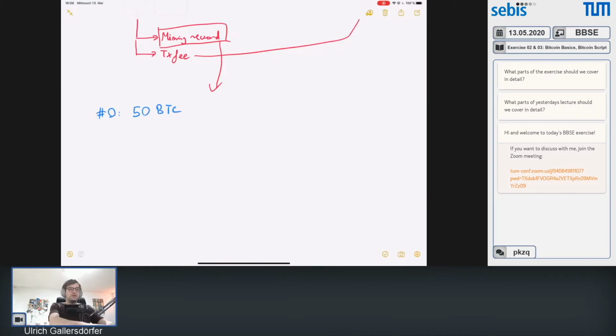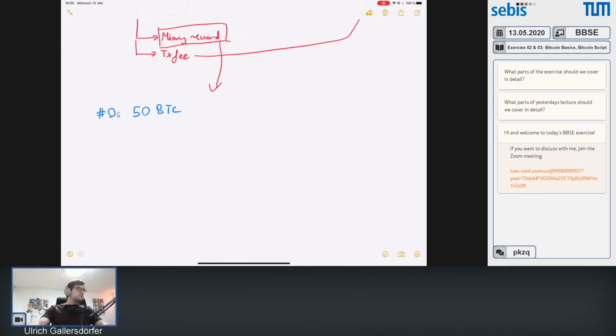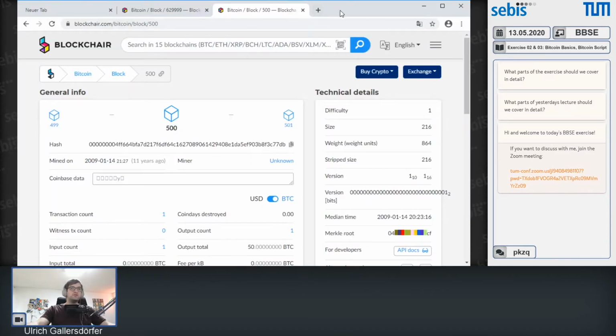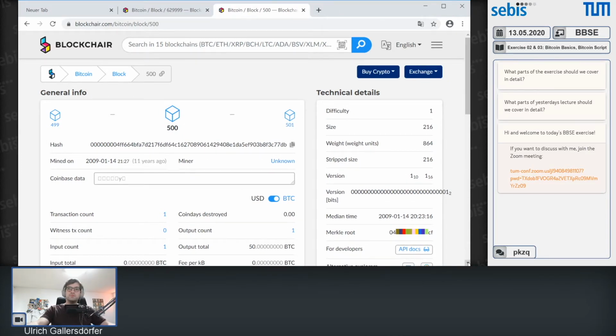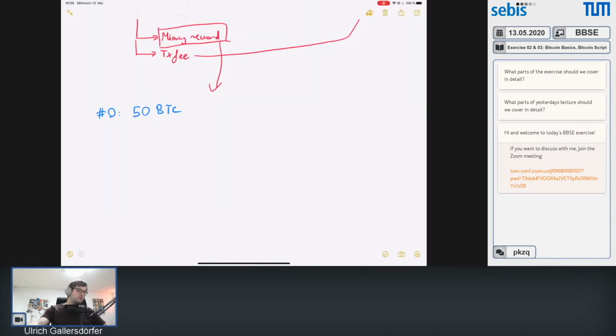So we can quickly check that in our browser here. So let's take a look, for example, at block 500. So this is block 500 right now. And to get it a little bit bigger. And we have a generation of 50 Bitcoins. So that's block 500. That's how it works. So if we look back now at this one here, then we have this fixed 50 Bitcoin for 210,000 blocks.